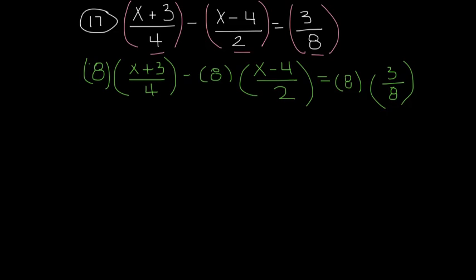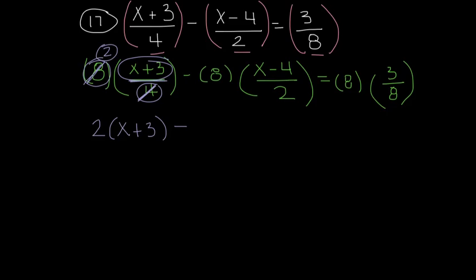Let me pick a different color. Let's try purple. I have 8 divided by 4. 8 divided by 4 is 2, so the 4 cancels and that 8 can become a 2. So I get 2 times the numerator that did not get touched. So 2 times the quantity x plus 3.